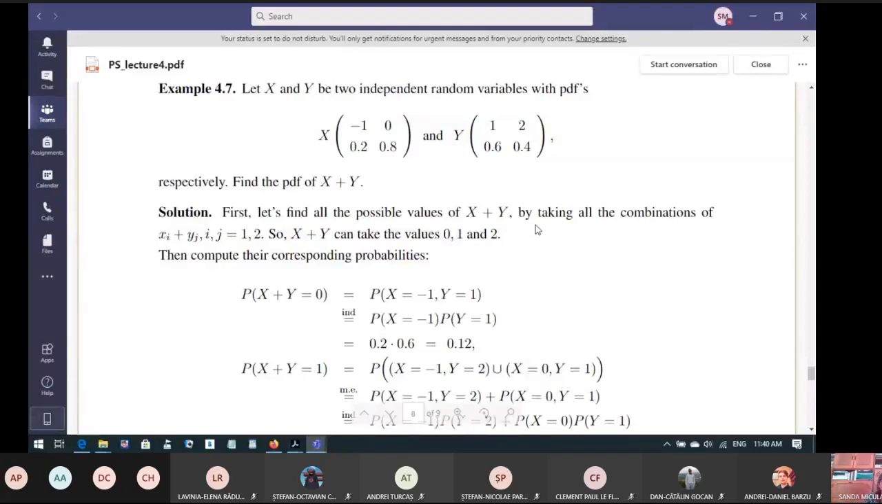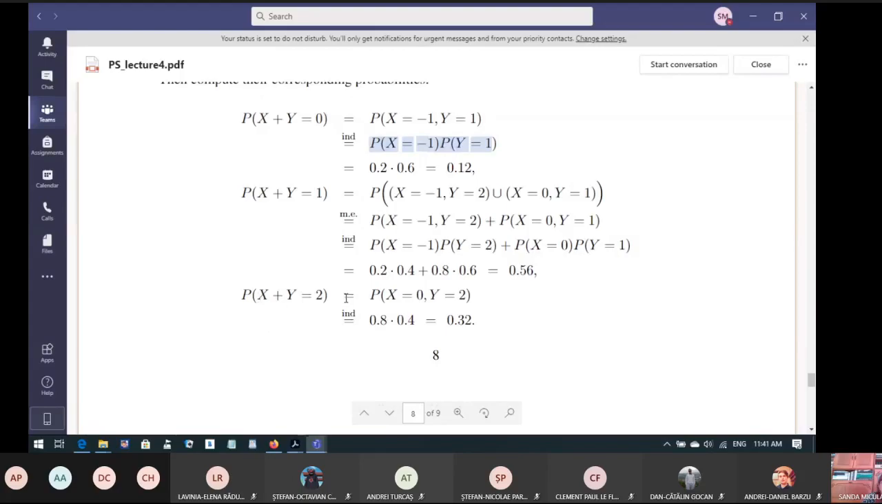So for x plus y to be 0, the only combination that gives a sum of 0 is -1 plus 1, right? So that's what it means. Here is where independence is important, okay? If I don't know that they're independent, then I need some other information about the vector, right? Or else I cannot go further, okay? Knowing that they're independent, this is the product, probability that x is -1 times probability that y is 1. We get both of them from the PDFs. 0.02 times 0.6, which is 0.12.